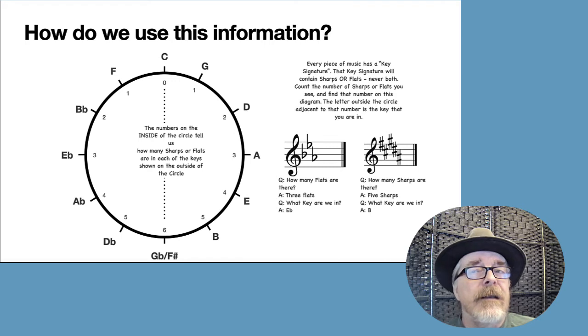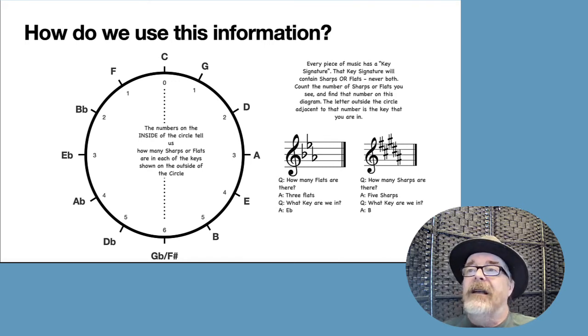So how do we use this information? You ask all the right questions. Every piece of music has a key signature. That key signature will contain sharps or flats, never both. Count the number of sharps or flats you see and find that number on this diagram. The letter outside the circle adjacent to that number tells you what key you're in.